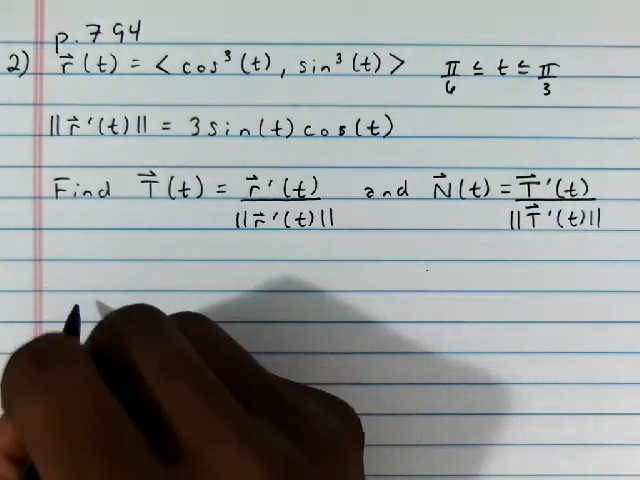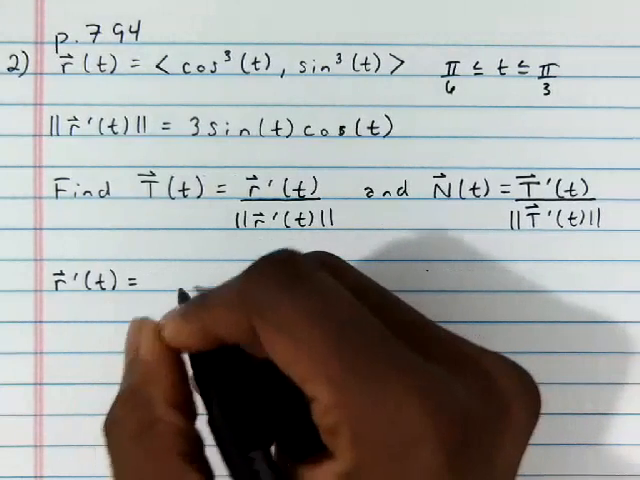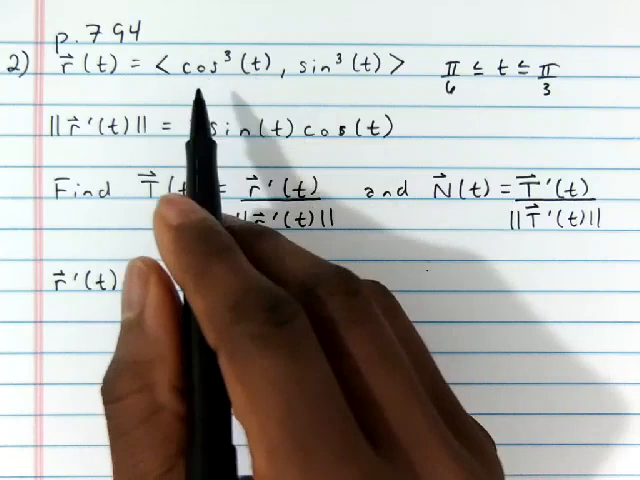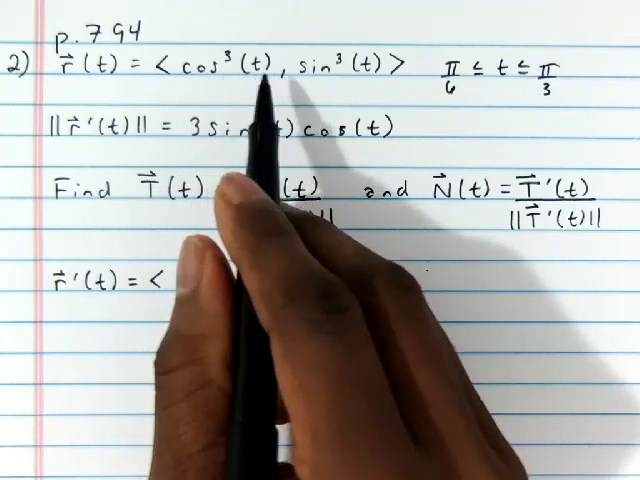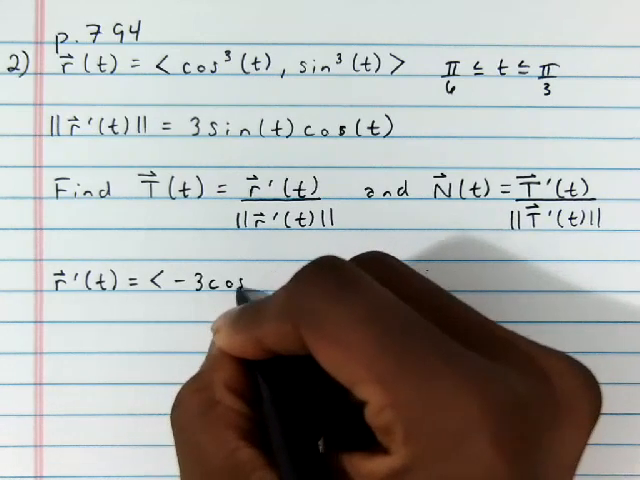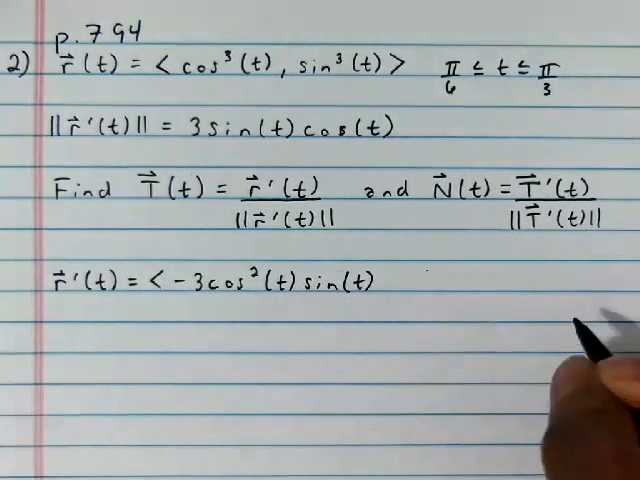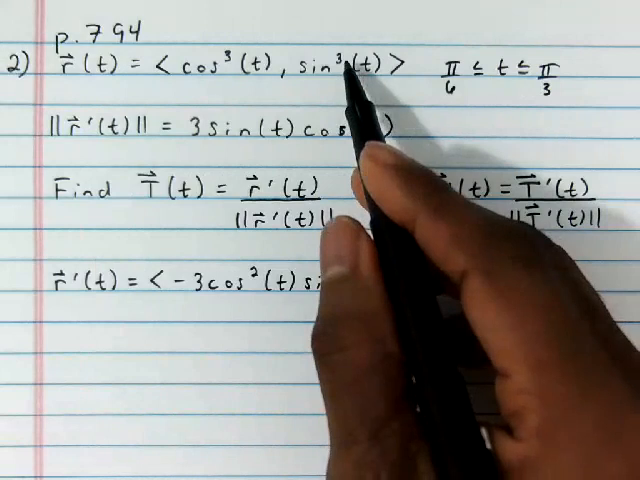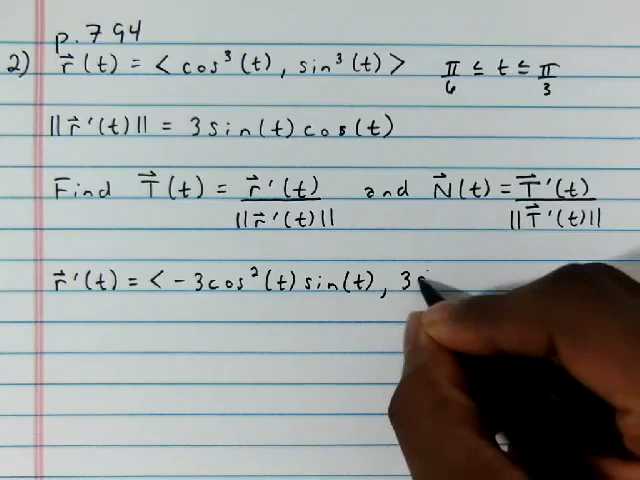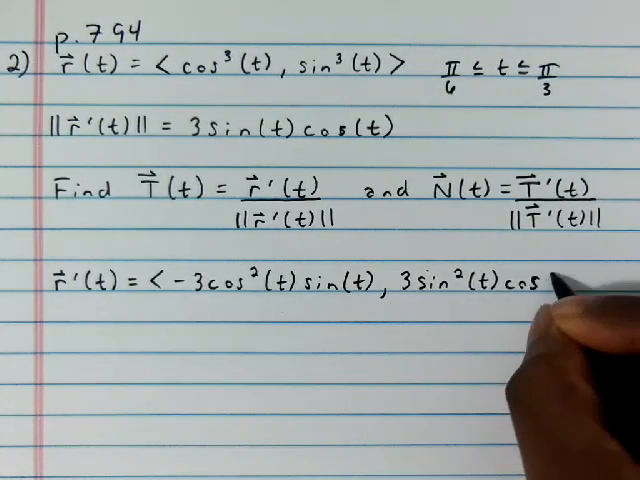So let's just start by finding r prime of t. So r prime of t is going to be 3 cosine squared t times negative sine t. So negative 3 cosine squared t times sine t. And then here we're going to get 3 sine squared t times cosine t. So 3 sine squared t times cosine of t.